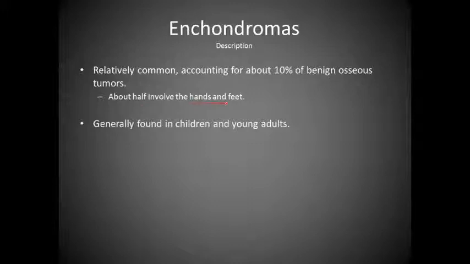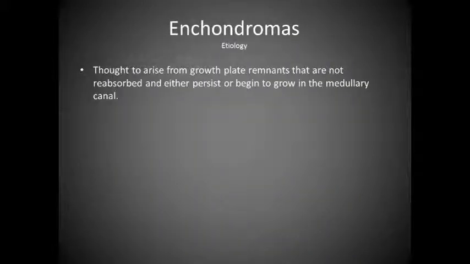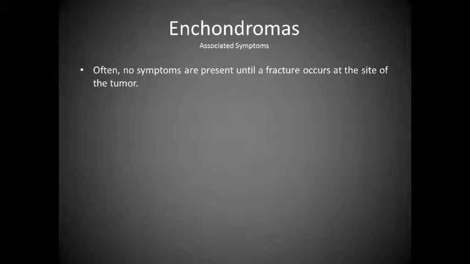About half involve the hands and feet. So it's much more common in the hands and the feet. Generally found in children and young adults. Once again, probably could be triggered by rapid bone growth because of young adults. So typical sites for enchondromas are the shaft of the humerus, shaft of the radius and ulna, shaft of the femur, and shaft of the tibia and fibula. It's thought to arise from the growth plate remnants that are not reabsorbed and either persist or begin to grow in the medullary canal.